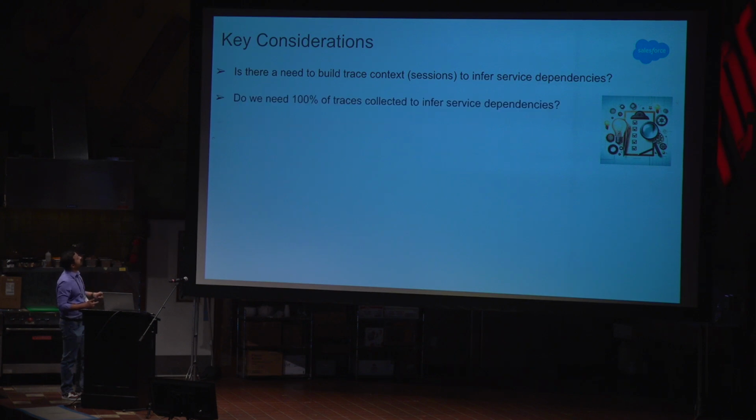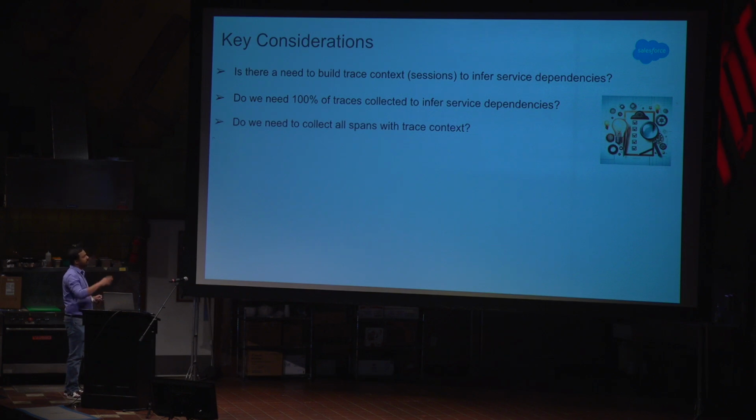And do you really need 100% of traces to infer service dependency? Probably not. In previous talks, so many talks, you've seen that even with 1% sampling or 10% sampling, you can get a shape of a graph, and that is quite enough. And at our end, we are currently doing 10% sampling, but I think we can probably go lower. But that's what we are doing currently.